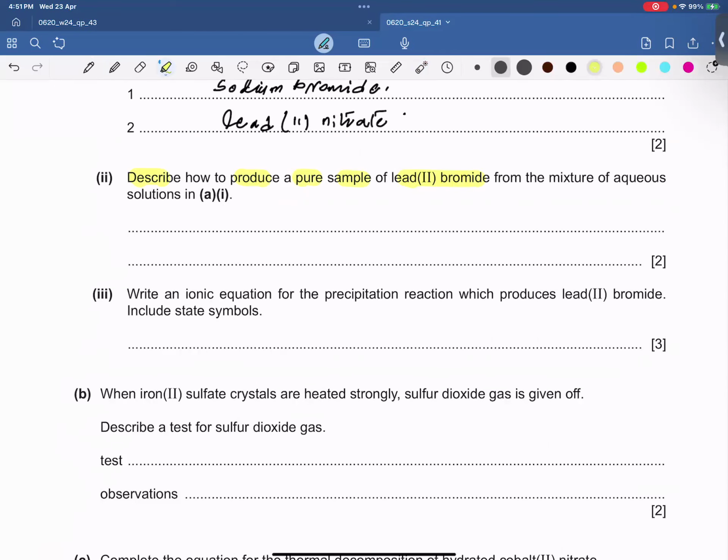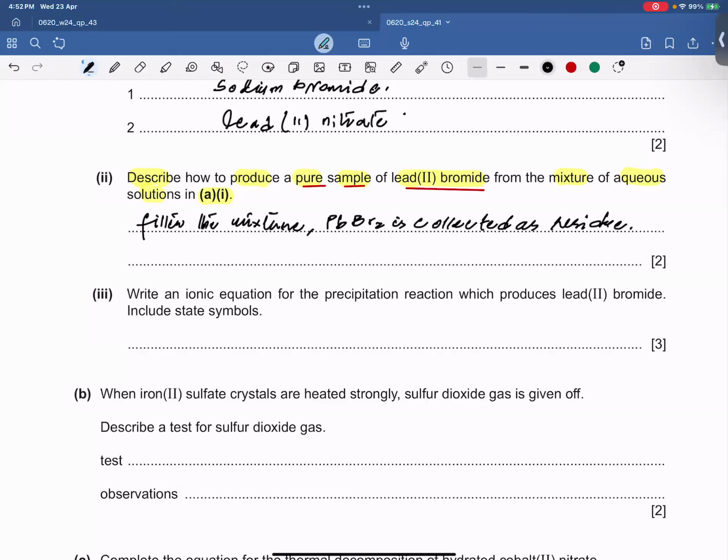Describe how to produce a pure sample of lead(II) bromide from the mixture of aqueous solutions. If we want to produce a pure sample of lead(II) bromide, obviously, first we need to filter the mixture. Filter the mixture. So lead(II) bromide is collected as residue on the filter paper. Wash the residue with distilled water, and dry it on filter paper.